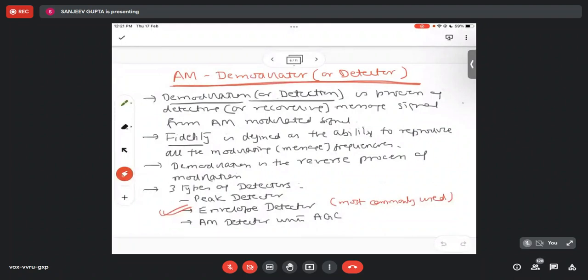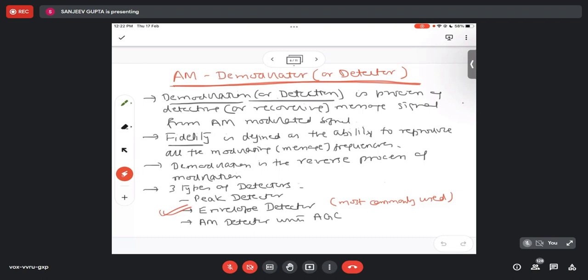Okay. So we normally use three types of detectors. One is what we call the peak detector. Peak, as the name suggests, will only see the peak values. Envelope detector means it will detect the entire envelope, as we see later on. And there is a third detector, which is the AM detector with AGC, automatic gain control. Of these, the envelope detector is the most common, but we'll discuss all three and see the disadvantage of one with respect to the other. Obviously, the envelope detector is an improved version of the peak detector, and the AM detector with AGC is a further improved version of the envelope detector.